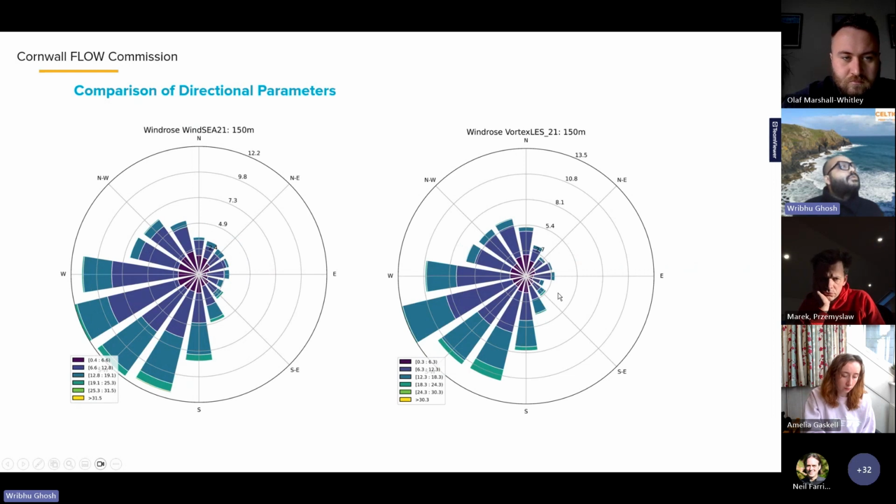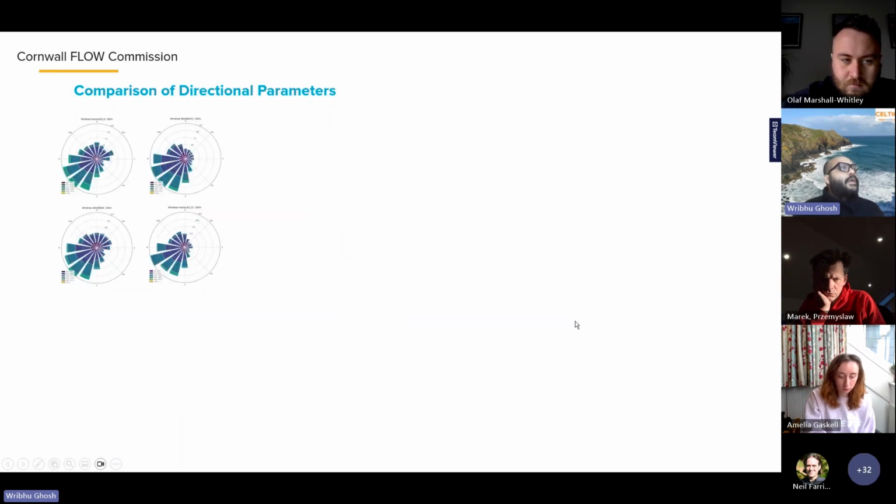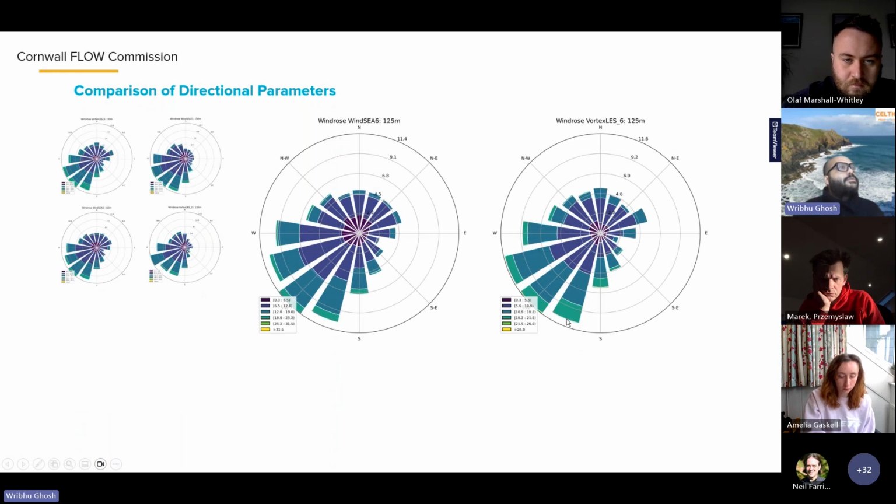These are two wind roses for WinC6 and WinC21. This is the measured, this is the model, and this is a small GIF which shows how, although very minor, you can spot the differences between them too.